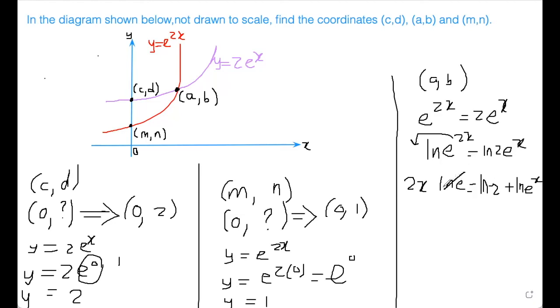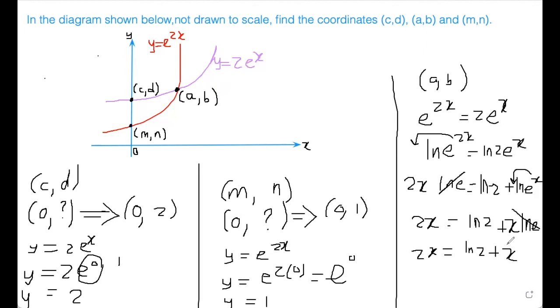Now ln e is 1, so I'm going to eliminate this. So what I have here is just 2x. And then here I have ln 2. I can carry the x in front, so I have x ln e. Once again, ln e is 1, so I eliminate this. So I have 2x is equal to ln 2 plus x.